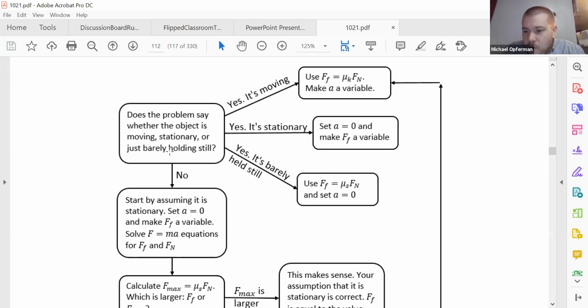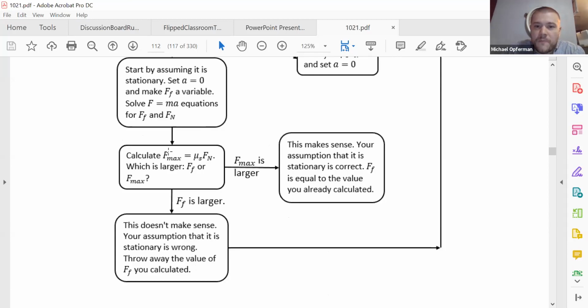If it doesn't say whether the object is moving or standing still, that's where you go through the process I just described. Assume stationary, calculate FF, calculate FN, calculate F max, compare F max to FF, and then determine whether static friction is correct or incorrect. If it's correct, you're fine. If it's incorrect, start over. And that's the basic process for how to tell whether you're doing static or kinetic friction.